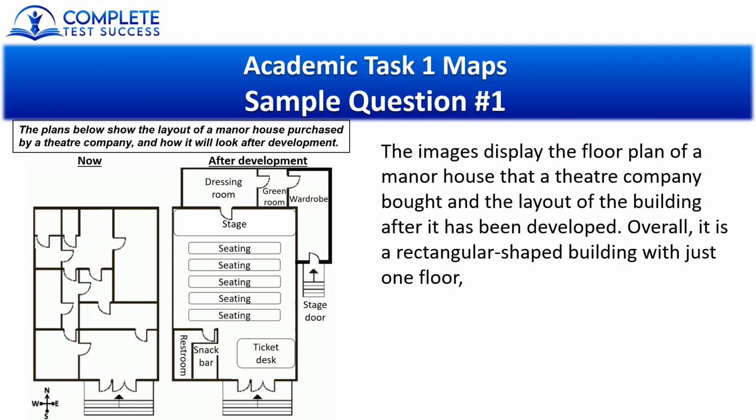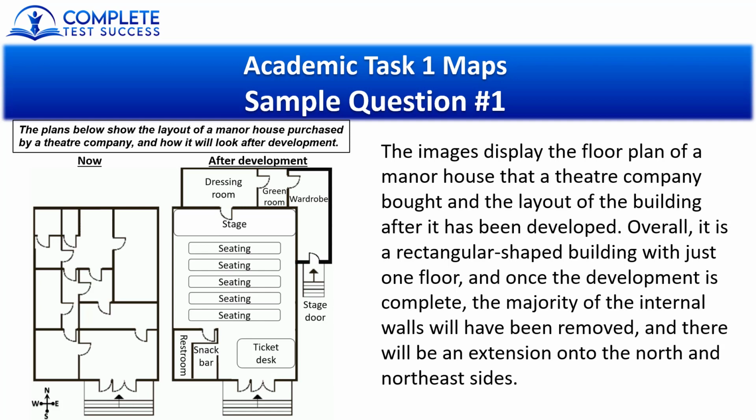And here is the general description of the changes. Once the development is complete, the majority of the internal walls will have been removed and there will be an extension onto the north and northeast sides. So that is step 1 and step 2 completed, and we move on to step 3 where we write the details paragraphs. To organise my details paragraphs, I decided to describe what was inside the original building in the first details paragraph and then everything else in the second details paragraph.